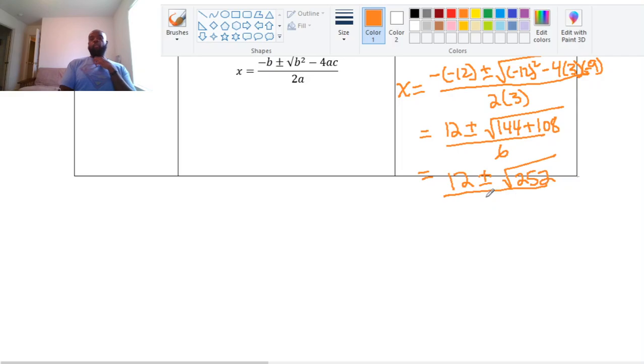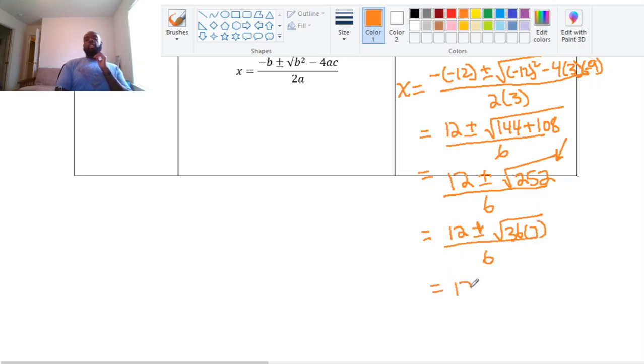All right, and I need to simplify this, right? So I think about my list of perfect squares. I think the largest perfect square that goes into 252 is 36. It's 36 times 7. And so I get 12 plus or minus, well, the square root of 36 is 6, square root of 7, over 6.